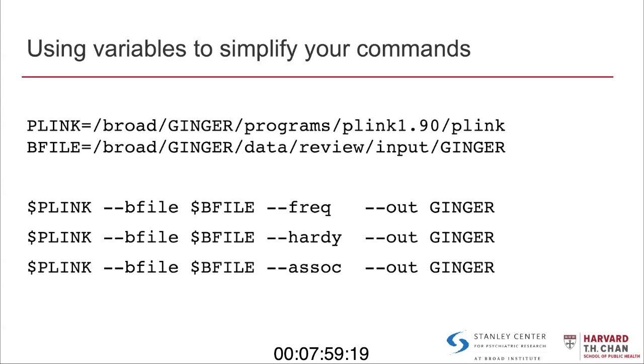So what you can do, for example, is create 2 variables. The first one that contains the path to the plink software, and the second one that contains the path to your file. And when we look at the 3 commands now, it's pretty clear what we are going to do.